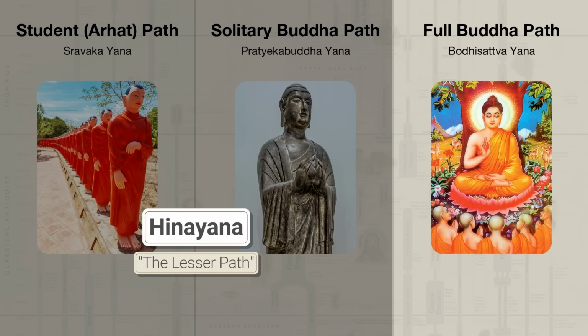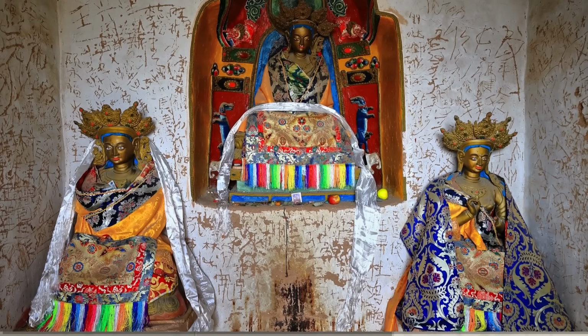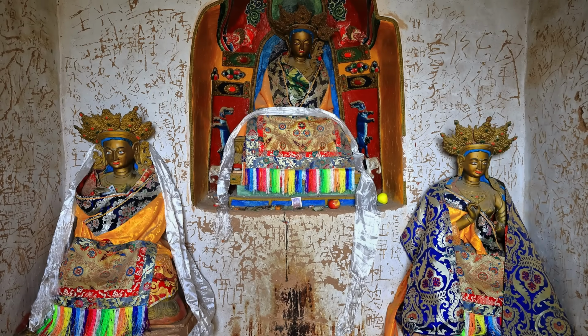In contrast, the word Mahayana means the greater path. Mahayana teaches that the full Buddha path, also known as the Bodhisattva path, is open to everyone. It sees bodhisattvas as being compassionate individuals who put off enlightenment for the sake of helping others. Therefore, in Mahayana Buddhism, there are lots of bodhisattvas, many of whom are understood to be residing in higher realms. So Mahayana Buddhists often pray to bodhisattvas and ask them for help.